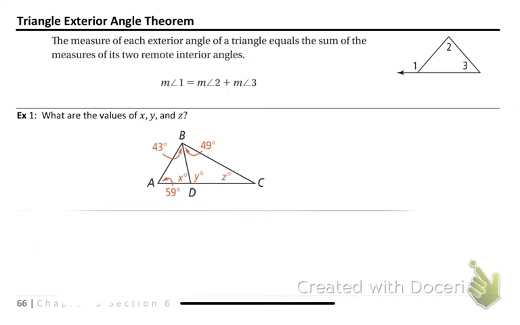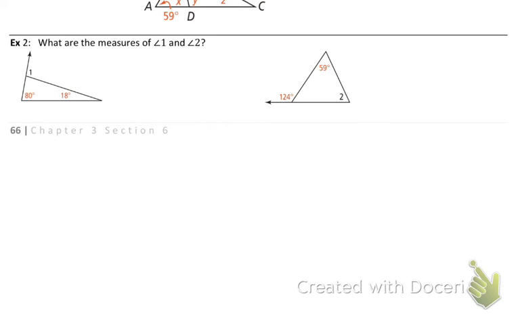All right, now how do we use this theorem? Well, let's use a couple things on this one down here. In fact, let's skip that one and let's do example 2 first, and then we'll go back up to the other one. Would you guys agree that 1 is an exterior angle? Okay. So if 1 is an exterior angle, would that be 80 and 18 be its remote interior angles?